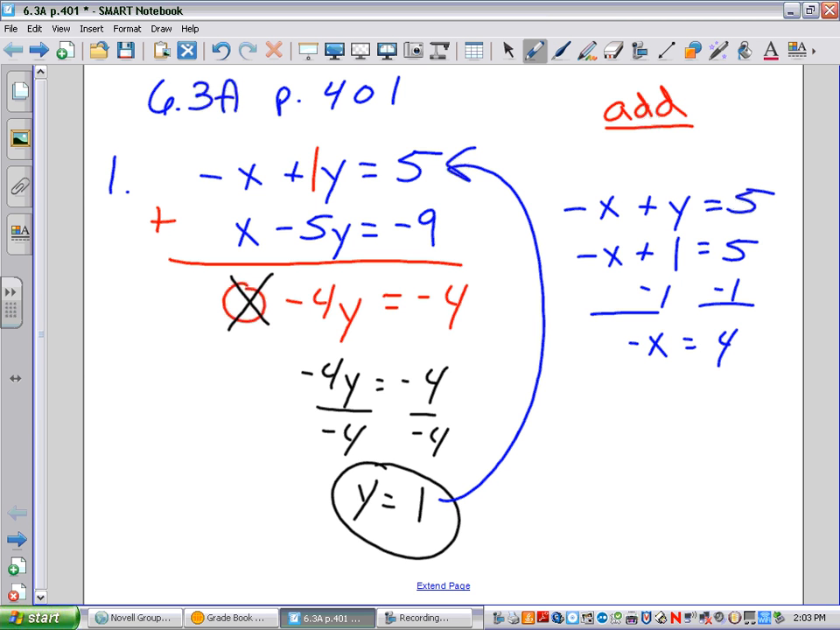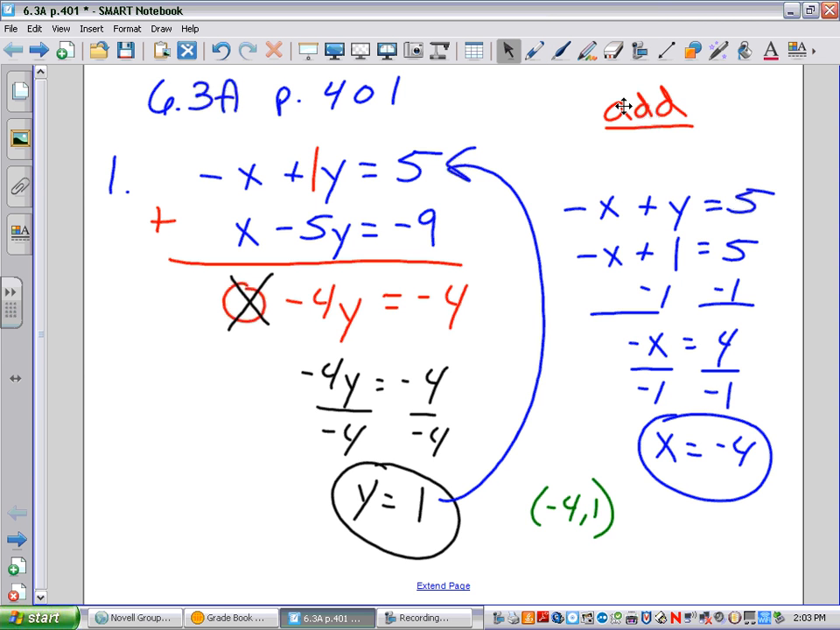Well, you're not quite done, because you should remember this little trick. Divide by a negative. So x equals negative 4. And I'm done. I got the answers. y equals 1. x equals negative 4. Well, sometimes, or a lot of times, you will see that written as a point or as an ordered pair. Negative 4, comma 1.